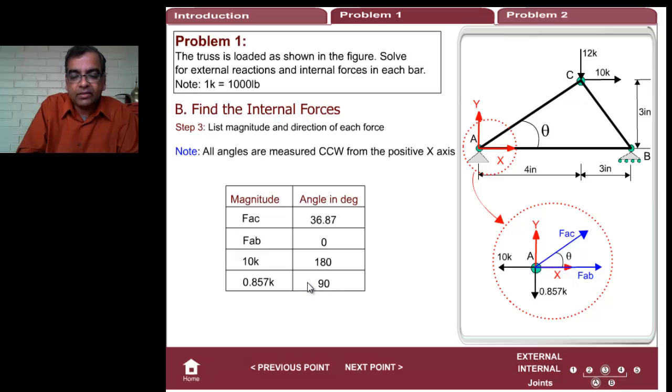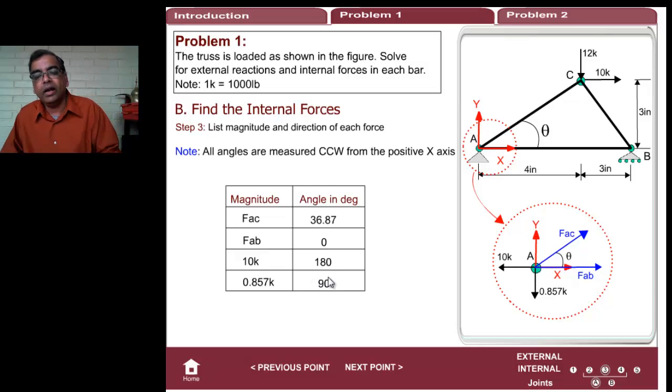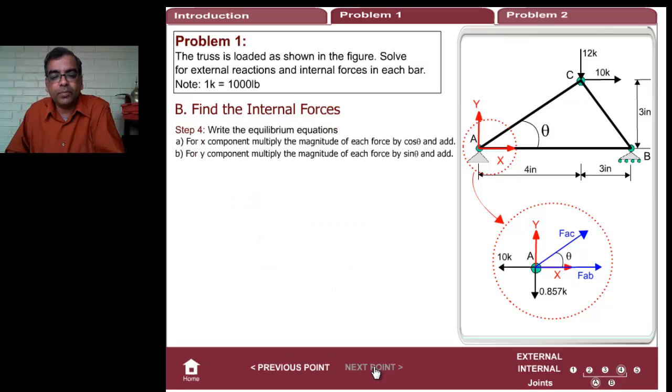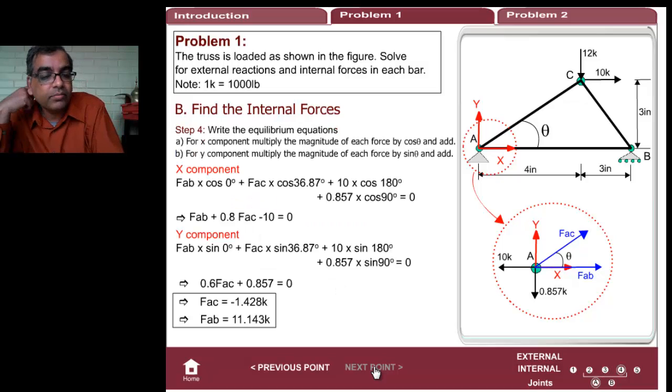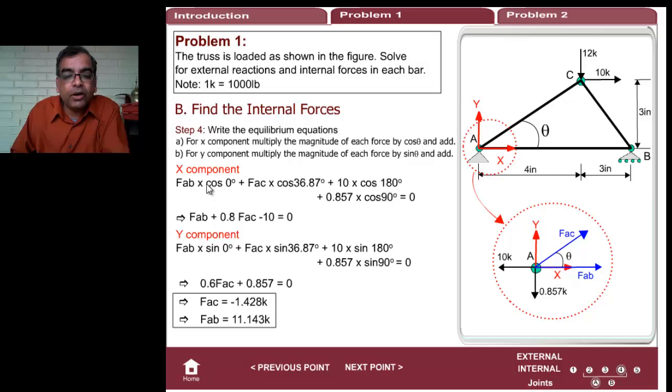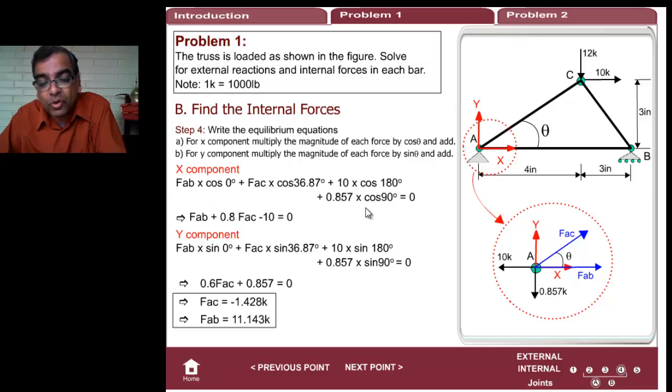There, that should be a minus 90. Okay, and then off we go. We set up the equations and we solve them. So the x component will have all cosines. I don't even have to worry about whether they are plus or minus because everything has been taken care of.